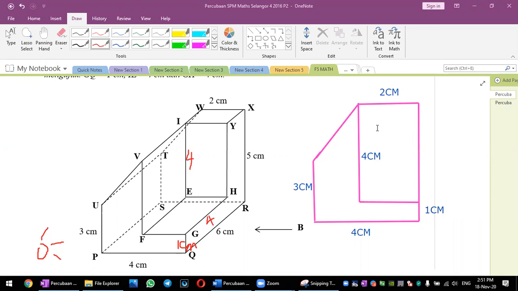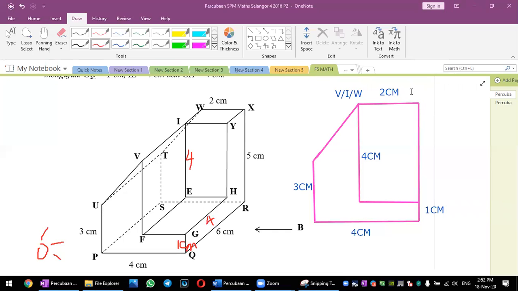Okay, so the answer is like this. No dotted line because all you can see from A. Semua boleh nampak punya. So tak ada dotted line. And then we need to label the alphabet. Okay, let's see from the top here. Paling atas sini, you will see V, and then you see I, and then you see W. So it's V, I, W.